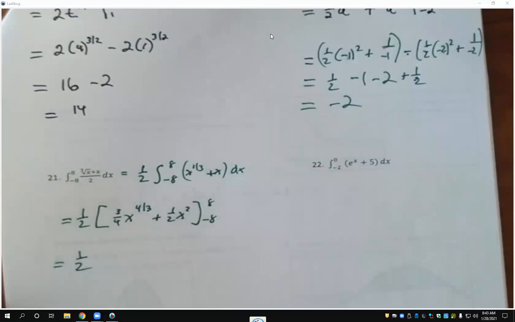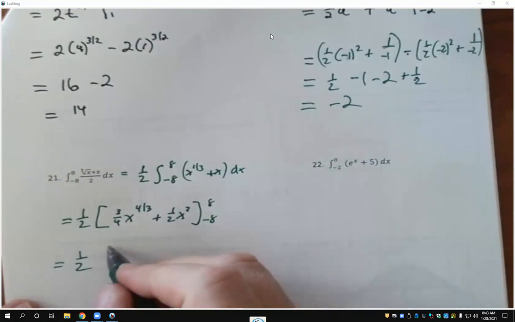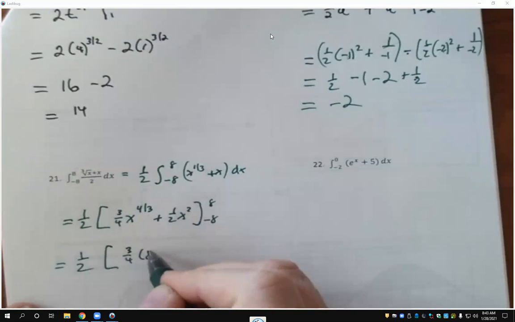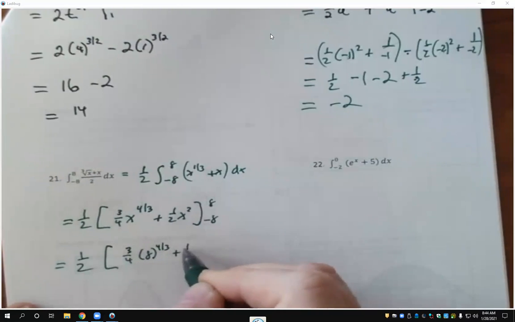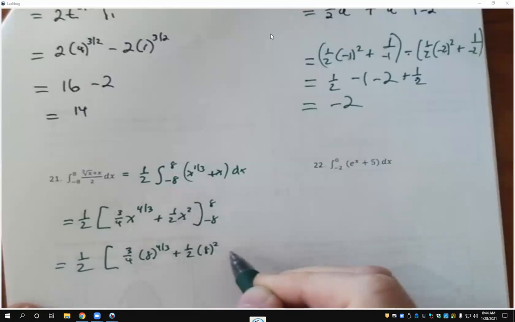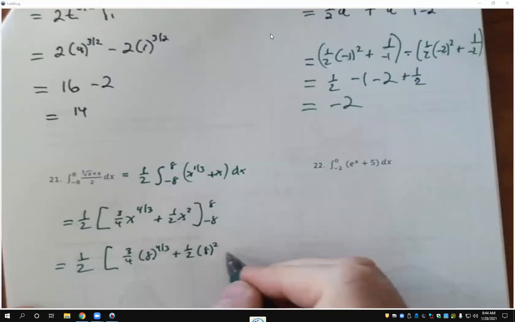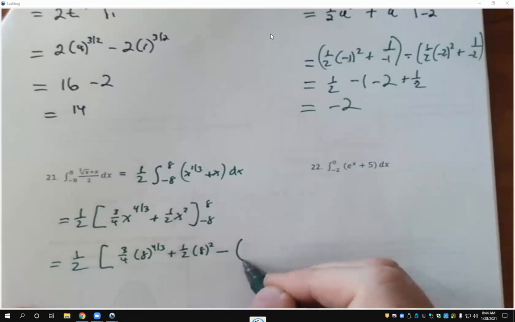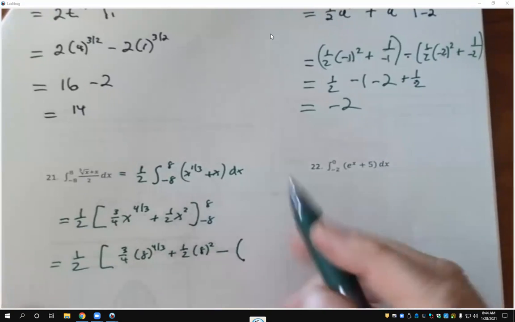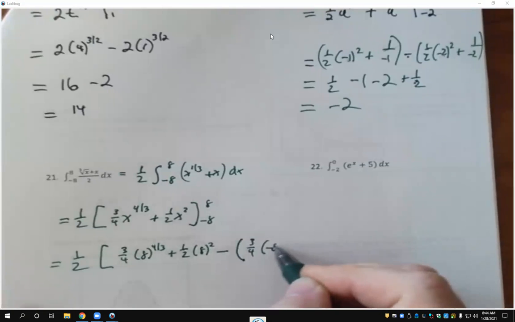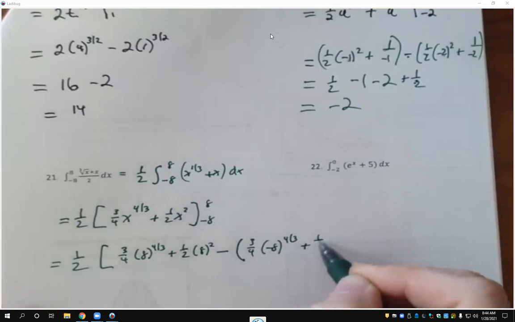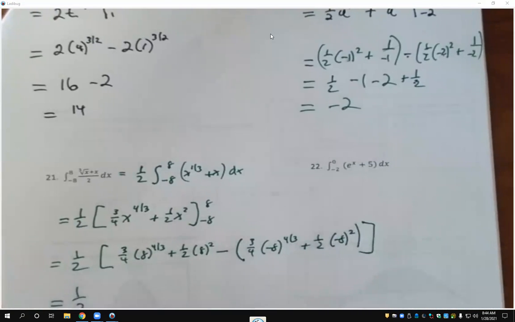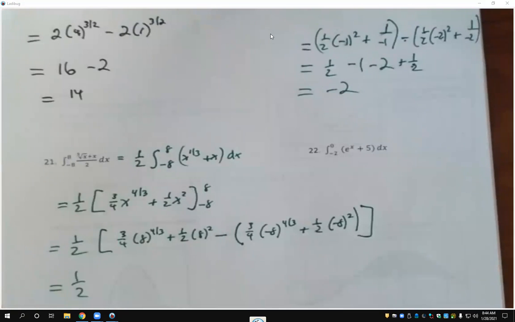Still leaving that 1/2 on the outside, now we're going to do f of b minus f of a. So we're going to do 3/4 times 8 to the 4/3 plus 1/2 times 8 squared, minus, you can put that in big parentheses, but you don't need to because everything's positive. Minus, now I need parentheses, I'm going to plug -8 in. So it's 3/4 times -8 to the 4/3 plus 1/2 times -8 squared. Kind of ran into the next problem there, but we'll be all right.